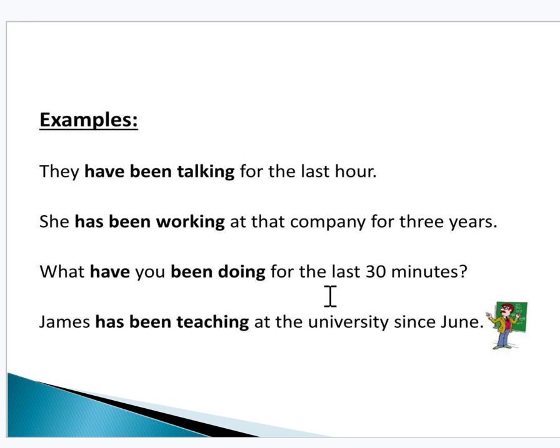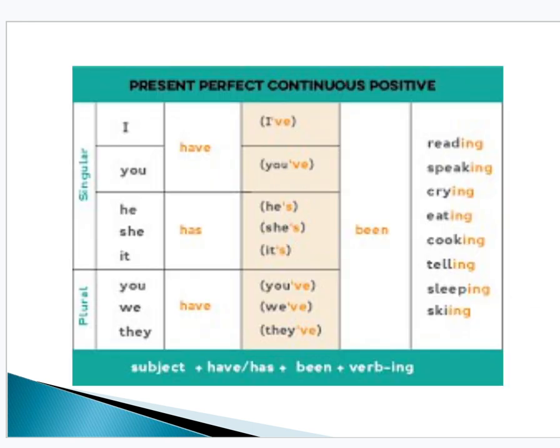Some examples of present perfect continuous tense structure. They have been talking for the last hours, and she has been working at that company for 3 years. What have you been doing for the last 30 minutes? So these are the present perfect continuous positive rules, how you can make positives.